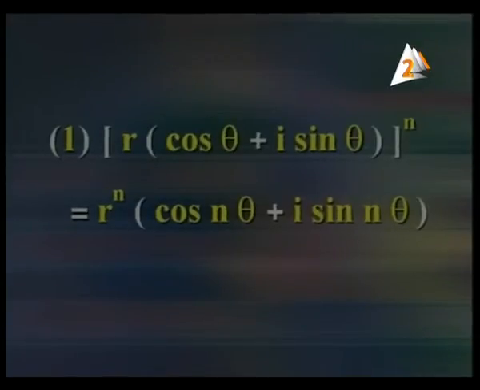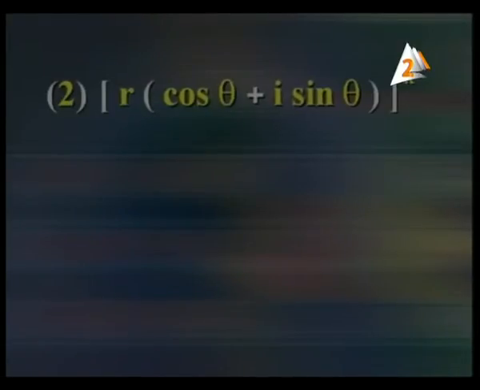Remember, student, this is very important. r multiplied by cosine theta plus i sine theta, all to the power n, equals r to the power n, cosine n theta plus i sine n theta.